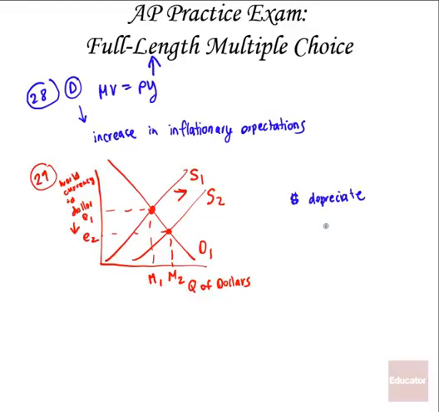And so the answer here is D. So there's going to be a depreciated dollar because of the flood of supply of dollars. Okay, question number 30. Right, halfway through the exam here.